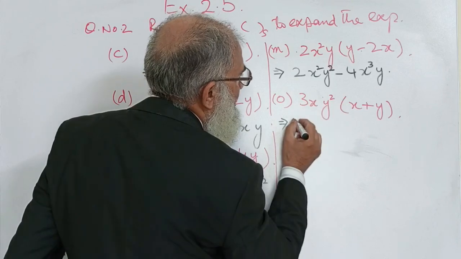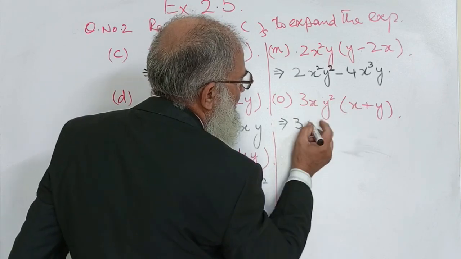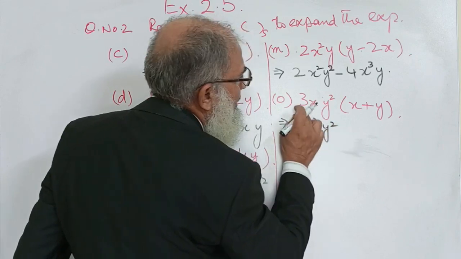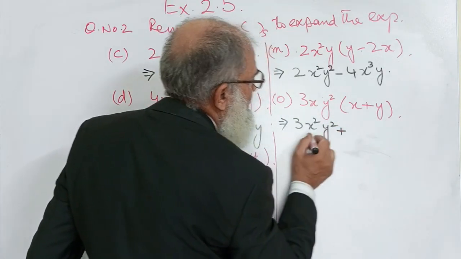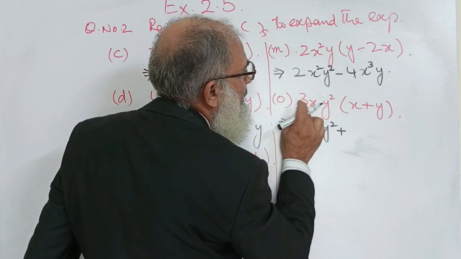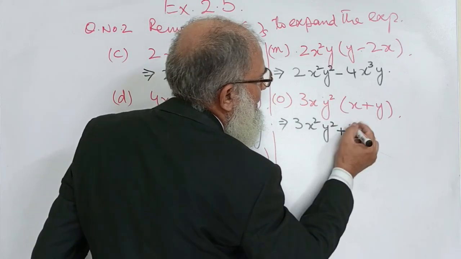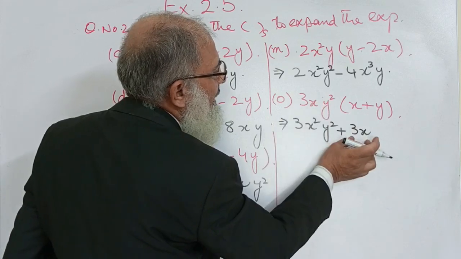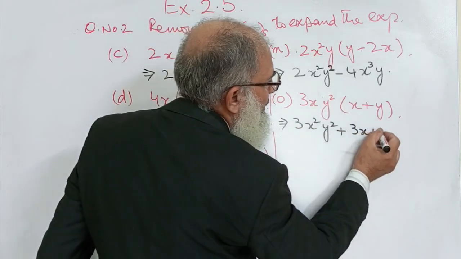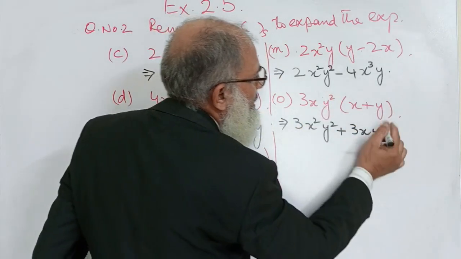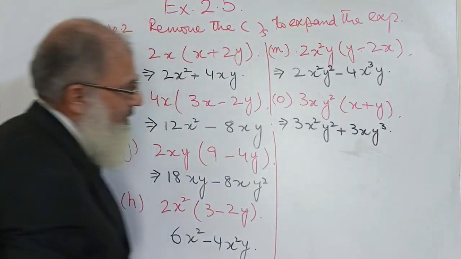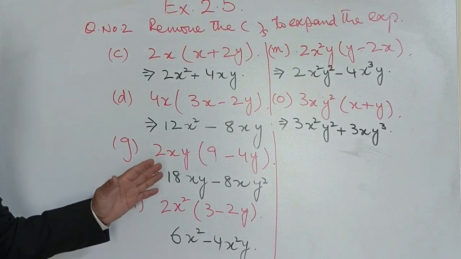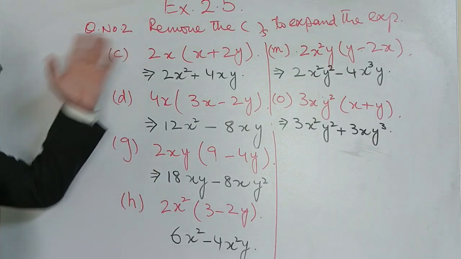3 times 1 is 3. X times x is x square. Y will be written as it is. Now a positive sign will appear. 3x will remain as it is. 3x, y will be enhanced because of this, and it will become 3. So dear students, this is all for question number 2.